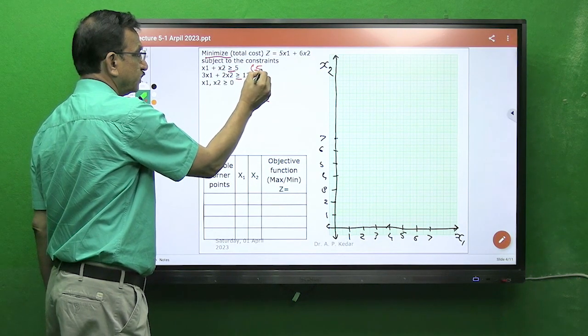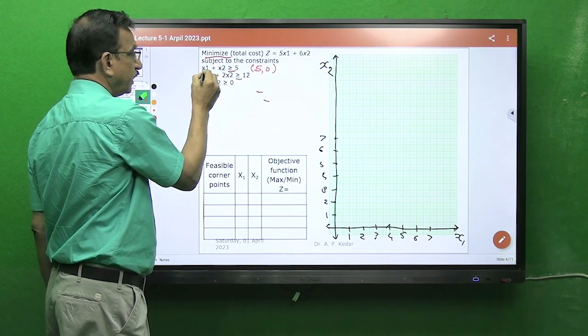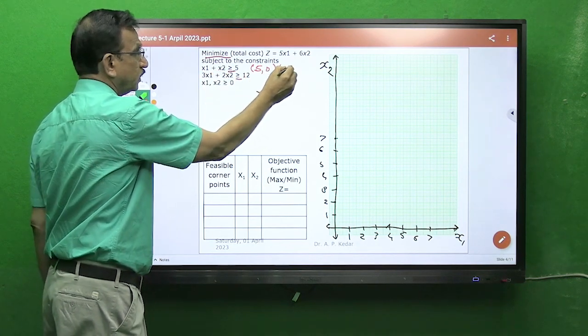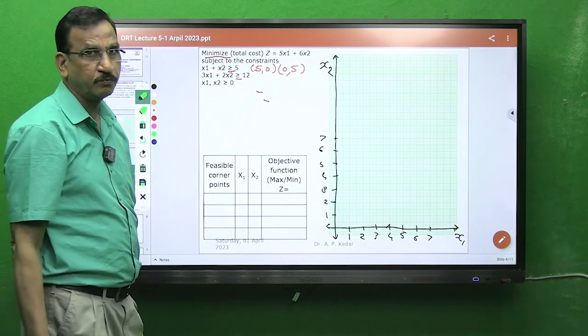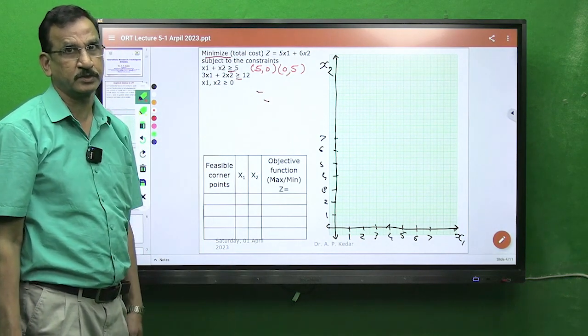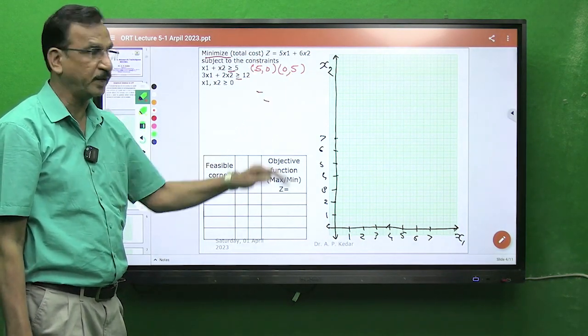So first coordinate is 5, 0. And if I put x1 equal to 0, x2 is greater than equal to 5. So this is the first coordinate. We have already seen in previous lecture how to obtain this value in the same manner.